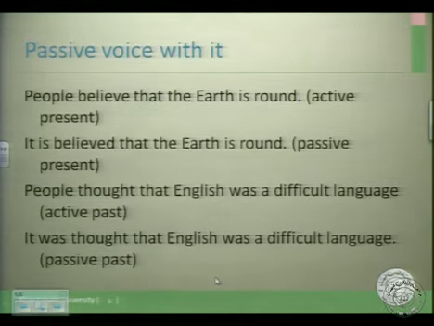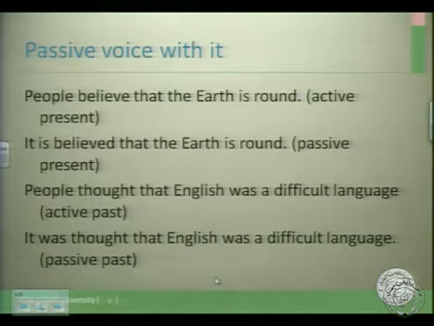People believe, passive voice with "it." People believe that the earth is round. This is an active sentence in the present. So we can say it is believed that the earth is round. We changed "people believe that the earth is round" into "it is believed that the earth is round." So here we have another version of the passive voice. It's not that easy thing that we learned just 5 minutes ago, just changing the subject and object. No, we have here something called "believed," passive voice with "it." It is believed that the earth is round.